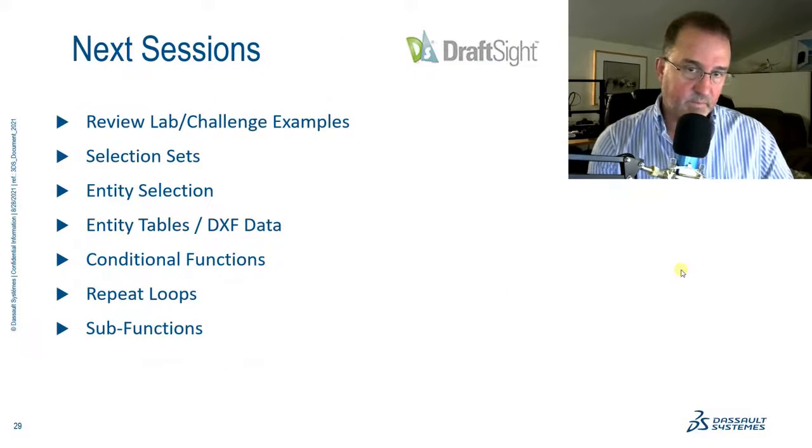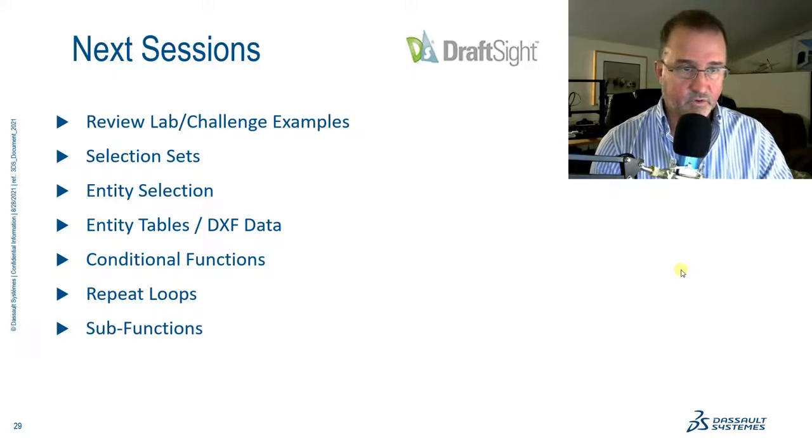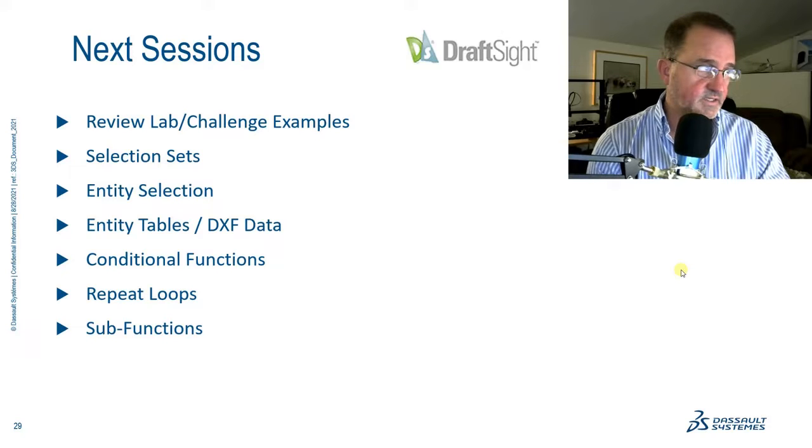So next time I'll go through those lab examples that I presented to you and give you some examples on how to create programs to do those things. We'll talk a little more about selection sets and then also specific entity selection and what we can get when we start selecting objects, entities, and grabbing data out of those objects and being able to manipulate that data.